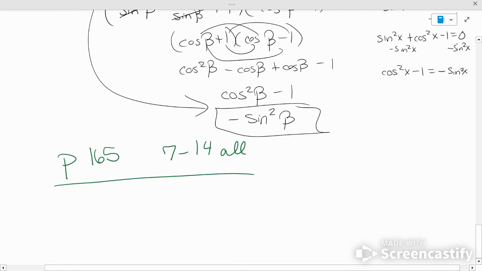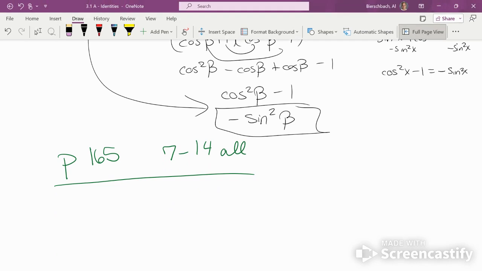So your first of your two assignments today is 7 through 14 all, page 165. Leave them in your notebook, and after we do about 4 or 5 sections, then I'll come around and grade them. Okay, so there you go. That's what we're doing first. All right.